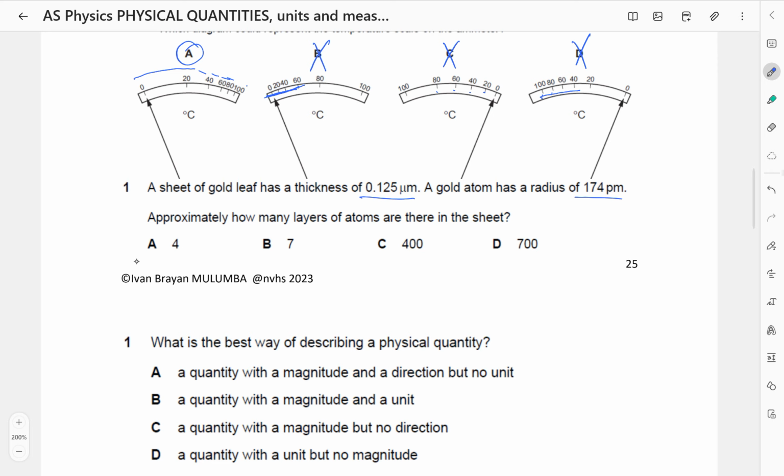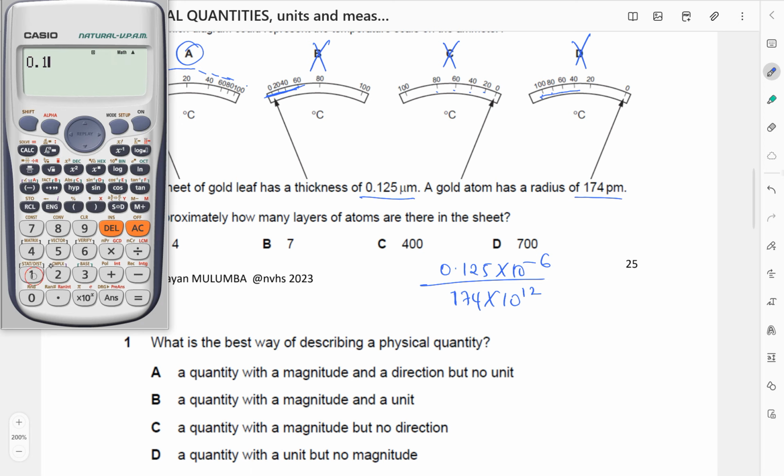So let's have the same unit for thickness. We have 0.125 times 10 power negative 6. And then I will divide this by the radius of a single atom. Or I can even, because a gold atom has a radius of this, the diameter is that times 2, because we want to approximate how many layers of atoms are there in the sheet. So I'll first of all divide this by 174 times 10 power, pico is 10 power negative 12.